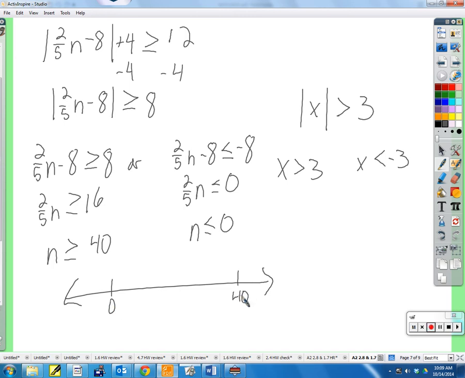Let's go to 0. Can it be equal to 0? Yeah, it can be, so we'll fill it in. And it also could be less than 0, so we'll shade that in. 40, it can be equal to 40, so we'll shade it in, and it can be bigger than 40. So n can be this or it can be that. Greater than or equal to 40 or less than or equal to 0.